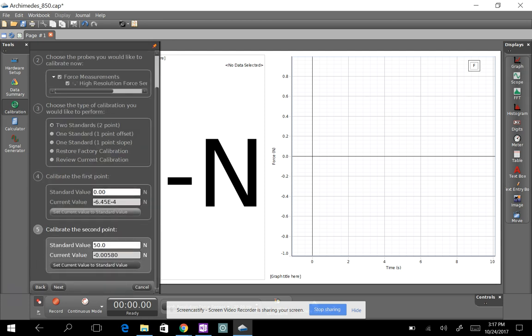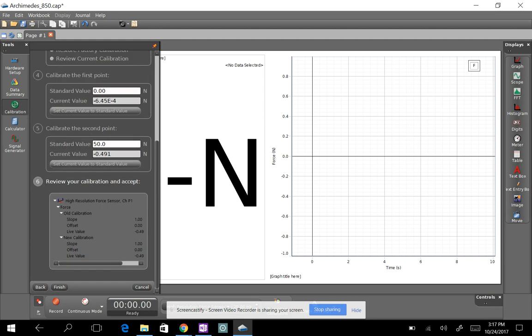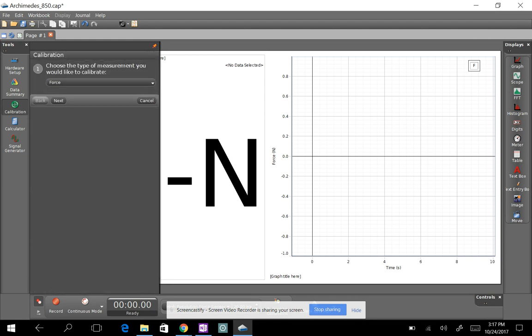And now I click next. For the next one, I know it says newtons, but we're going to do it for grams. So I'm going to take 50 grams. Don't hit the 0 again after you put it on here. Hang the 50 grams from there. And then I hit next and hit finish. Now it's calibrated, so it'll say newtons, but it's actually reading grams.